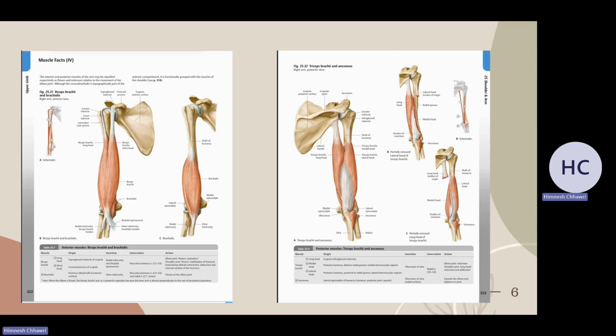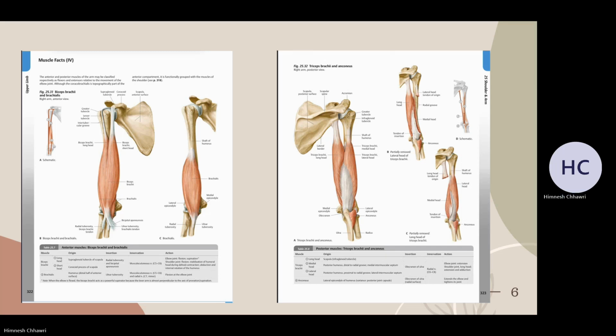Anconeus originates from the lateral epicondyle of the humerus, and inserts into the olecranon like the triceps. All the posterior compartment muscles, easy to remember, all insert into the olecranon. All posterior compartment brachial muscles insert into the olecranon of the ulna. Lateral epicondyle, olecranon, easy. Innervation, correct, radial nerve.